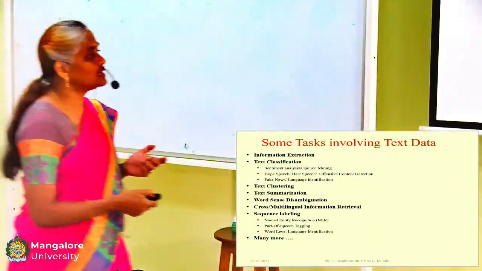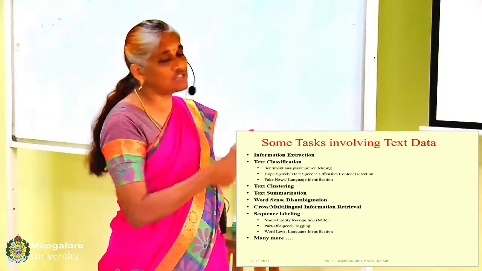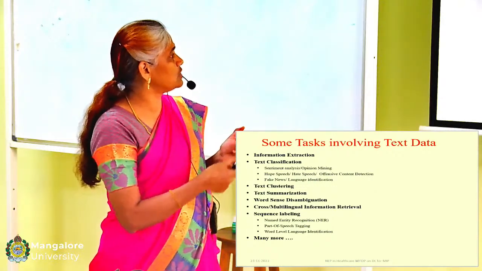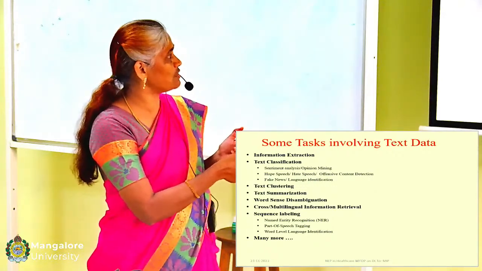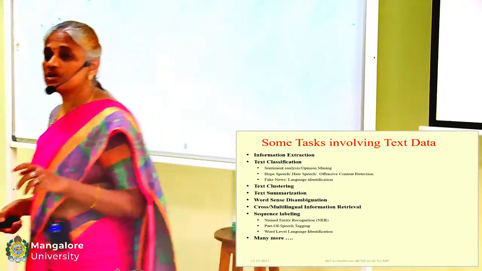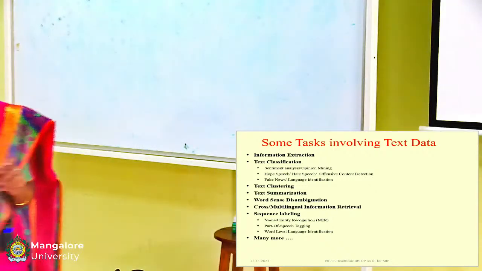Then we have word level language identification. Some of these tasks, like hope speech, hate speech detection, fake news, or here I have introduced language identification, here I have written word level language identification. These are because of the social media data. How do you send a message to your friend?